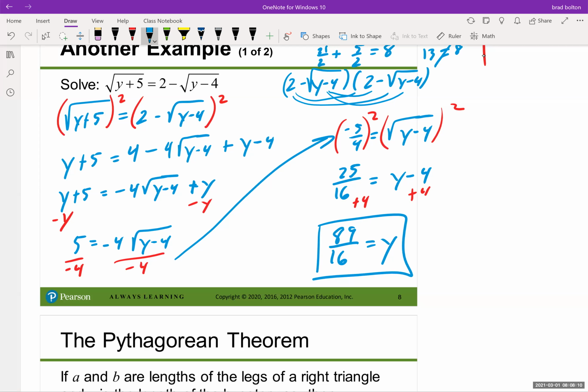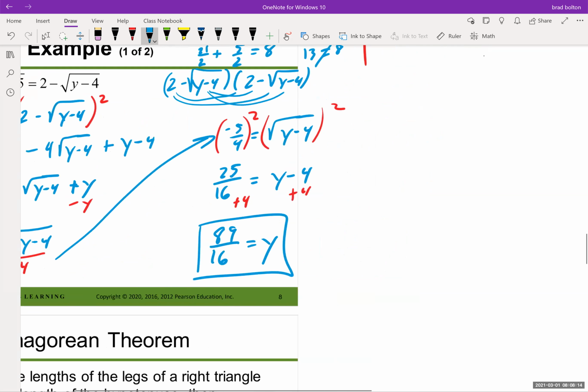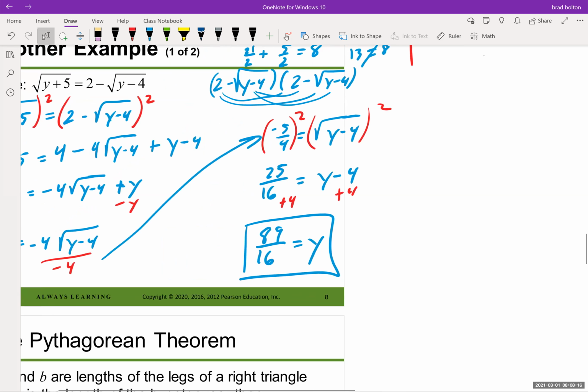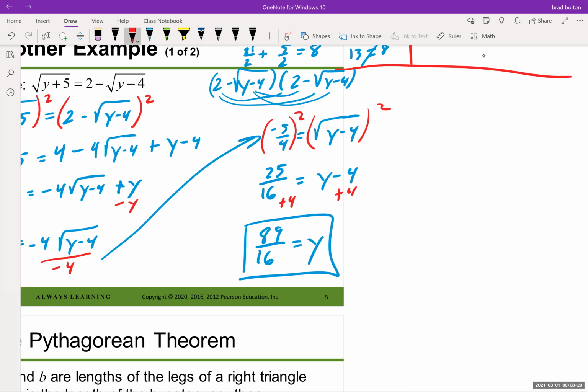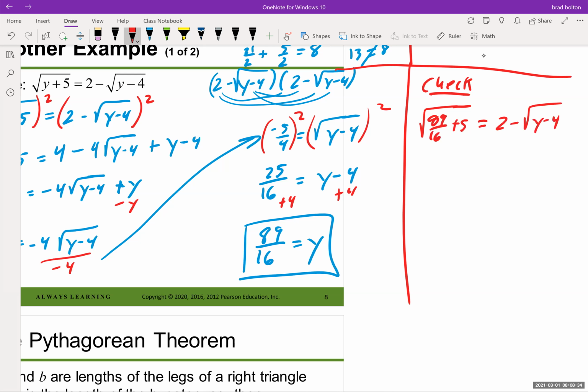Let me see here. That looks pretty solid, but we have to plug it in, right? So let's come over here and let's do our check. I'll do it in red this time, like I should have done last time. So let's do check. So let's do square root of 89 over 16 plus 5 equals 2 minus the square root of y minus 4.